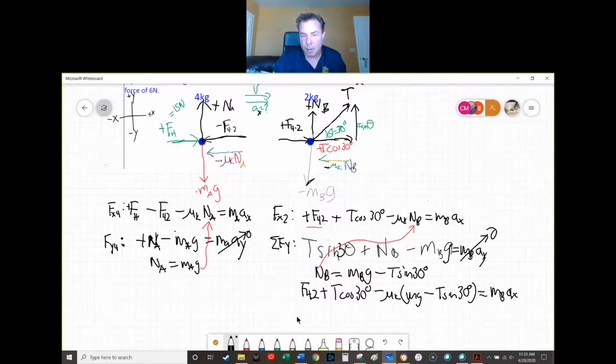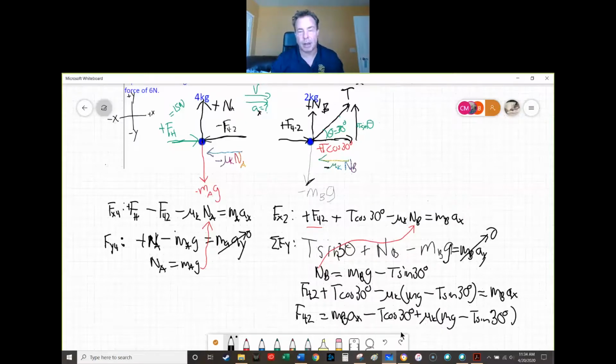So that F42 force, I've got to bring it over to the other side. And I'm just doing algebra. I'm solving this for F42. So that means I'm going to bring T cosine of theta onto the other side by subtracting it from both sides. And I'm going to add this whole thing to the other side. Right?